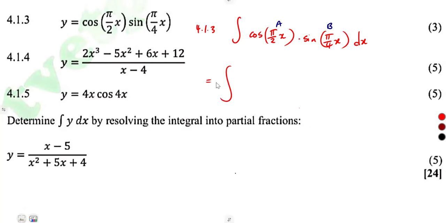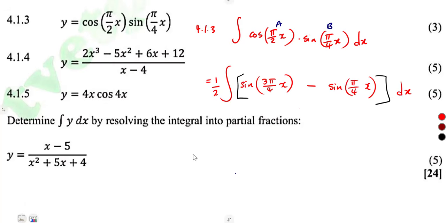So remember, there was a 1 over 2. So you can take that 1 over 2 out. Then we remain with sine 3 pi over 4x. And there was a minus, remember? And this was sine pi over 4x. So this is what you're going to have, and you must integrate this with respect to x after applying that identity, just like that. So let us integrate.